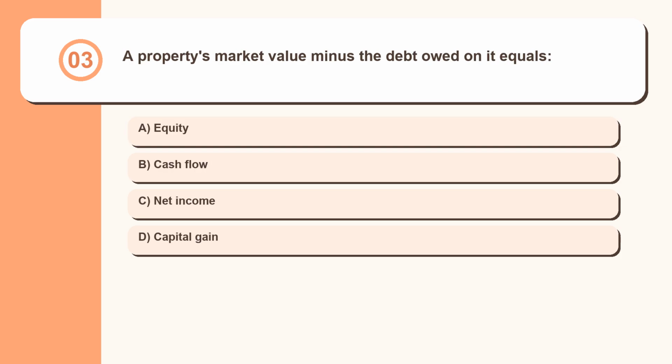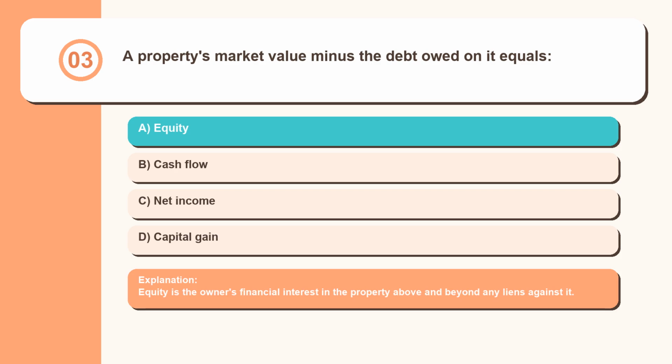Question 3. A property's market value minus the debt owed on it equals equity, cash flow, net income, capital gain. Equity is the owner's financial interest in the property above and beyond any liens against it.